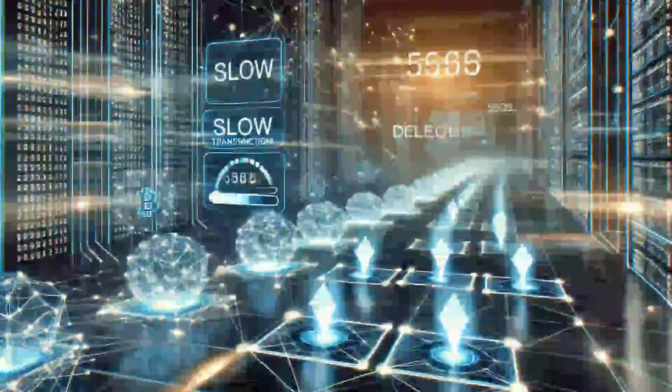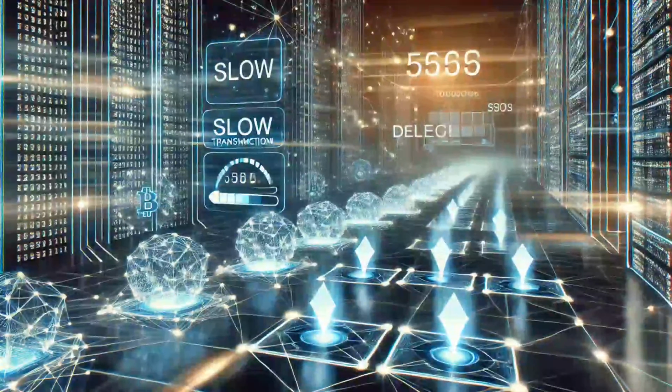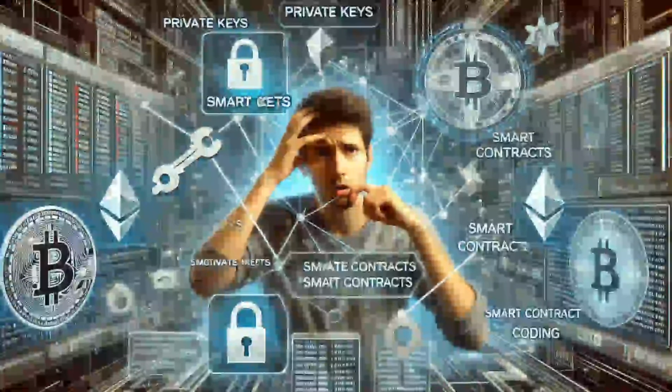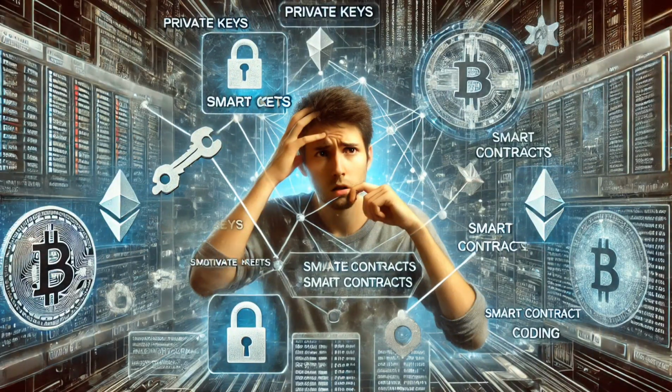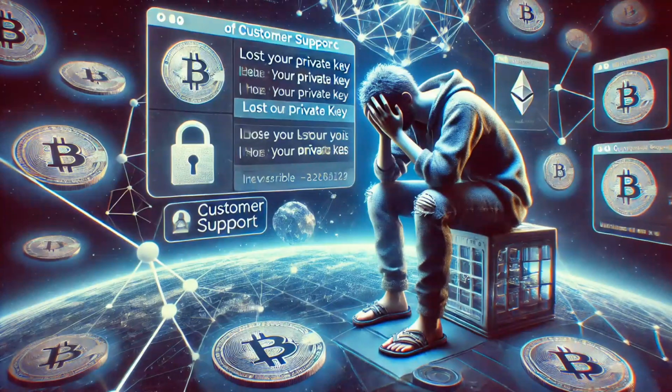Disadvantages of decentralized crypto systems: slower transactions. Decentralization requires consensus from multiple nodes, which can slow down processing times. Less user-friendly: managing private keys, smart contracts, and DeFi protocols can be complex for beginners. No customer support: if you lose your private key, your funds are gone forever. No one can recover them for you.